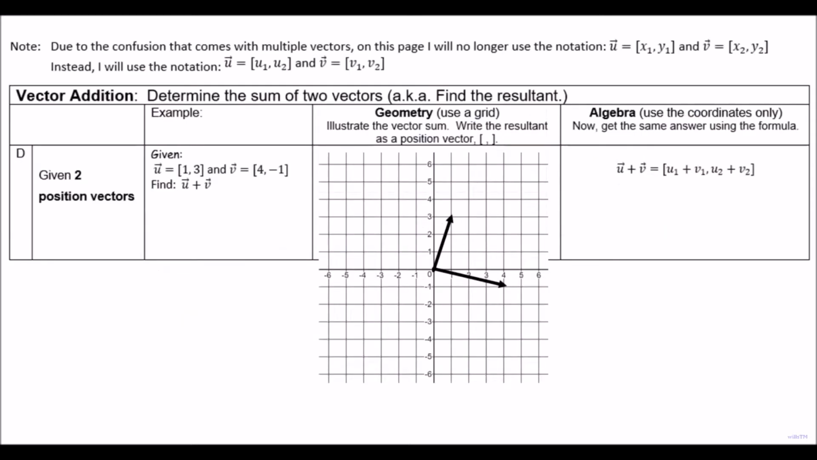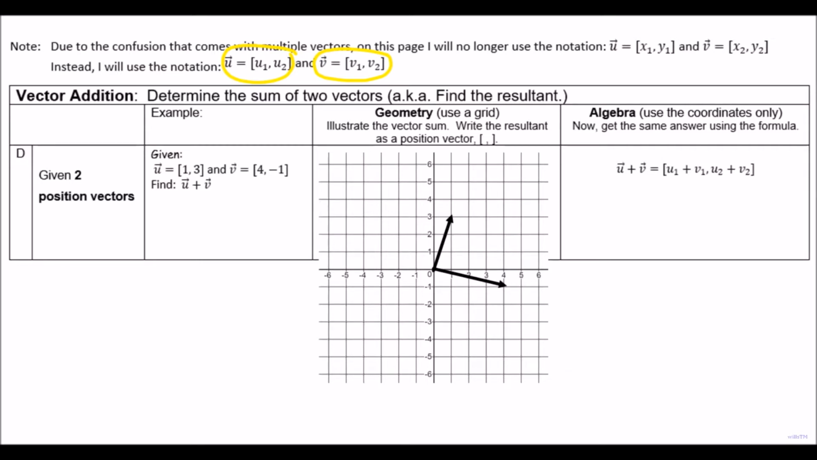Next example, vector addition. So here we go. Due to the confusion that comes with multiple vectors, on this page we'll no longer use the notation x1, y1, x2, y2. We are simply going to use this notation here: u is equal to u1, u2, and v is equal to v1, v2. So this is how we're going to solve it algebraically, but let's look at it geometrically.